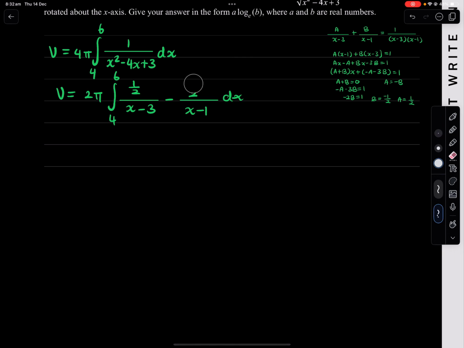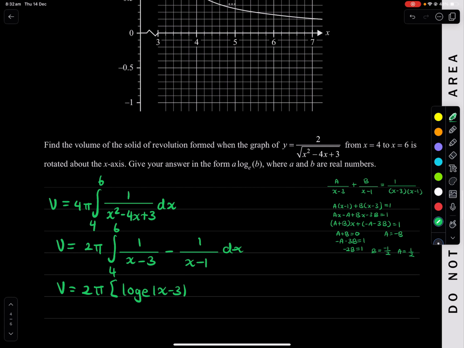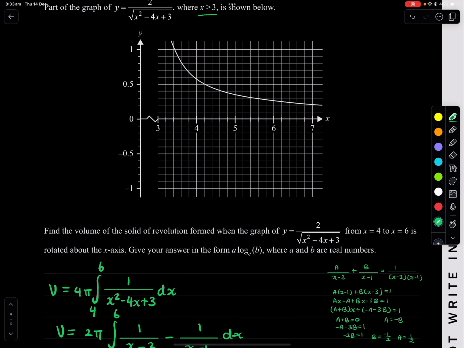And so I can take all those halves out. That's going to make my life easier in terms of simplification. So I can say that's half and that's half. And yeah, now just use your basics. So 2 pi, integrating the first part, is just going to be log e, absolute value x minus 3. Actually, we don't even need to have those absolute values because we know that x is greater than 3.